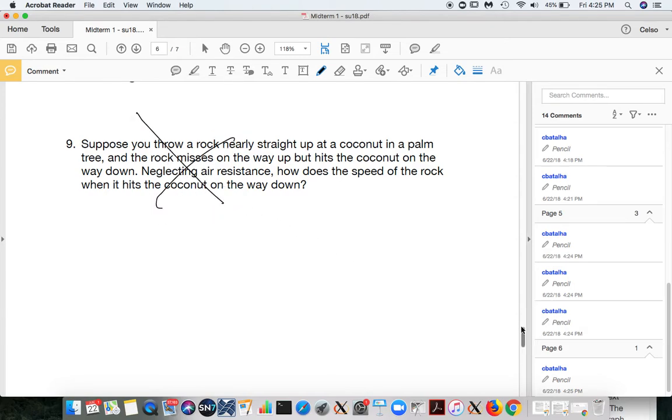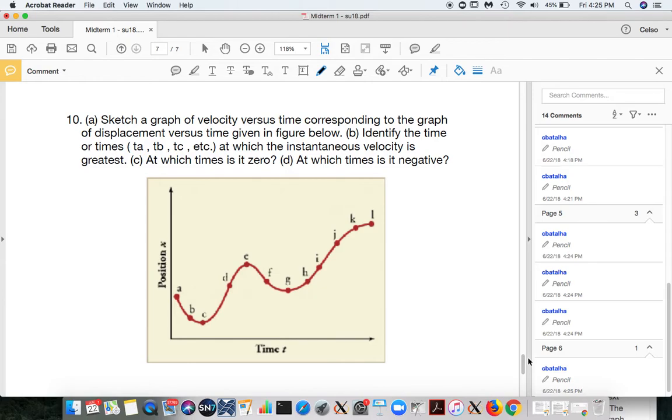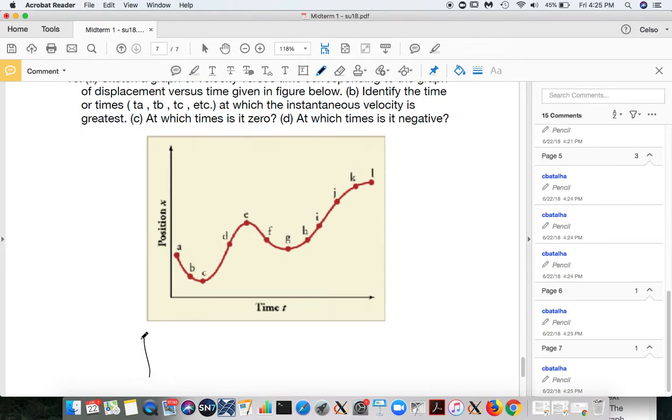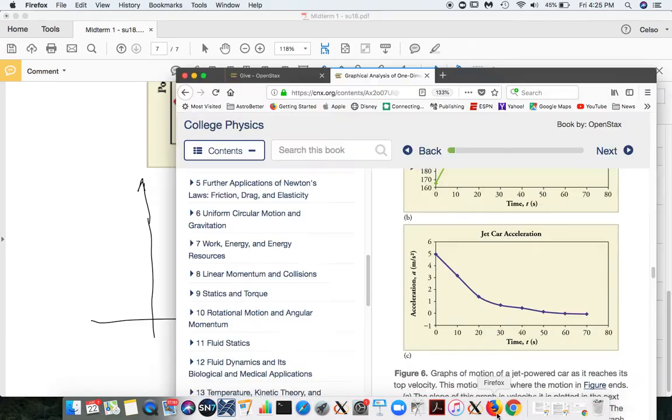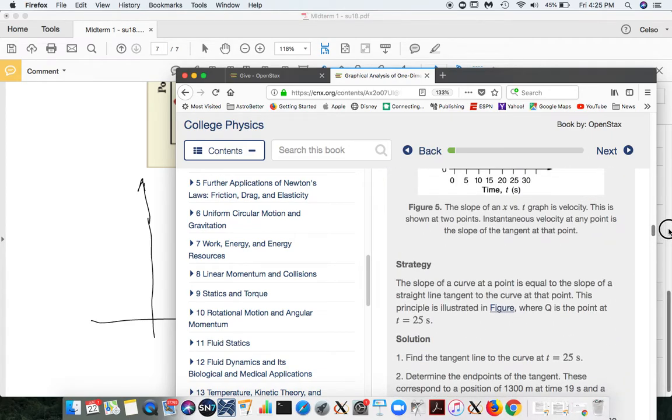Problem 9 was miswritten. Okay, this problem: sketch a graph of velocity versus time corresponding to the graph of displacement versus time in the figure below. Let's do that. So we saw in class, and this problem I took from, by the way, every time we give a midterm, I will take conceptual problems, either provided by the book or book chapters or sections or at the end of the book. So this problem I took from there. So it is right here, I think.